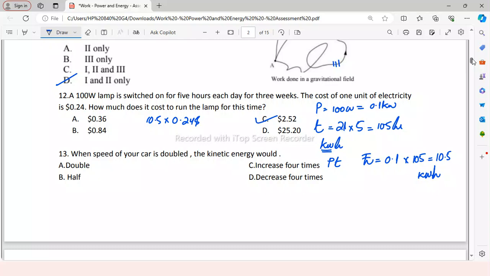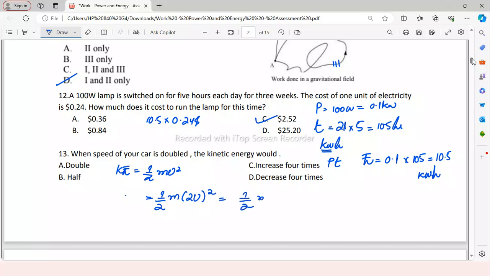When speed of your car is doubled, the kinetic energy would. Kinetic energy is of course associated with the motion of object, right? It is half mv square. They are saying कि कार की स्पीड हमने डबल कर दी, यानी अगर पहले स्पीड को हम v से मेंशन कर रहे थे तो इस बार स्पीड क्या है? It is 2 times. This is square as it is.